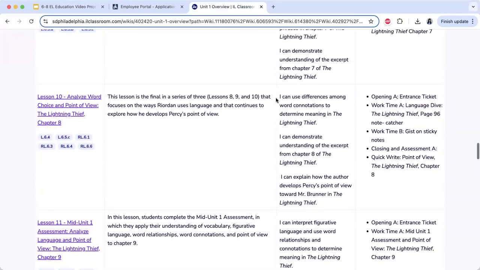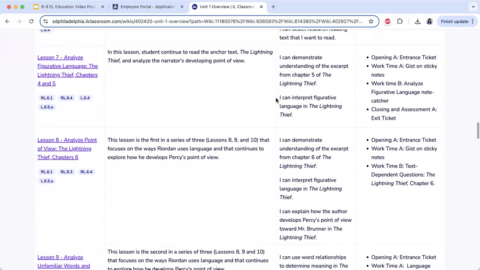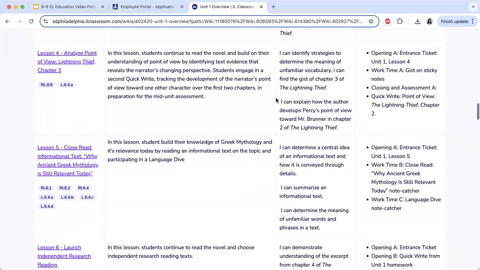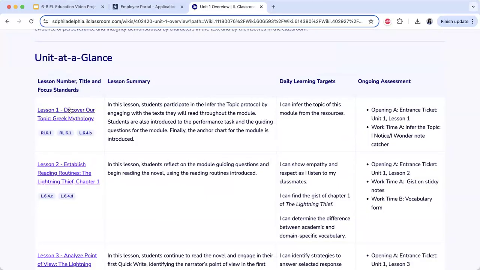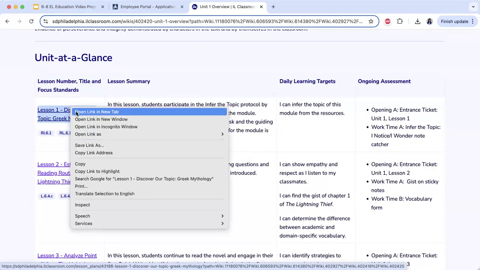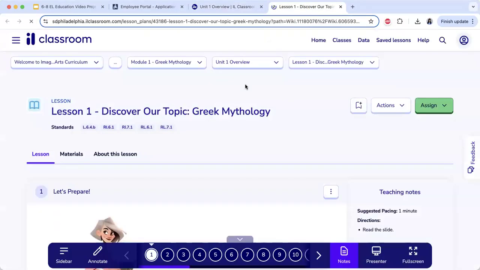So I know I'm making you a little dizzy, but I just wanted to scroll down to show how comprehensive it is. And then the other thing I love about this unit at a glance is that, again, it hyperlinks to each lesson. So I'm actually just going to open lesson 1 on a new tab so that I could take you to that second resource that I find especially helpful when planning a lesson.